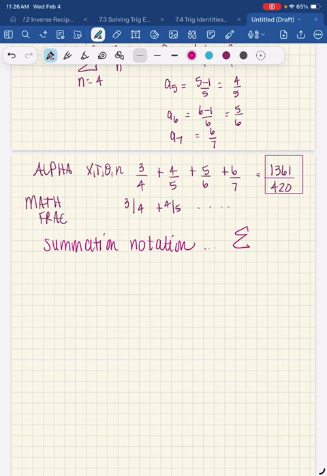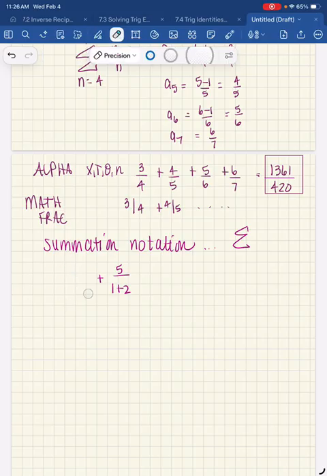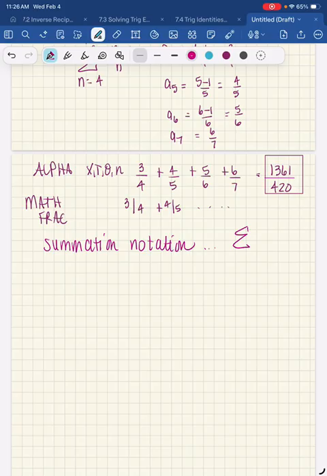All right, so I'm going to give you the pattern. I lied, I'm trying to do this too fast. Let's try that again. Let's do 5 over 1 plus 1, plus 5 over 1 plus 2, plus 5 over 1 plus 3, plus 5 over 1 plus 15. Okay, so first thing we have to do is figure out what's the formula.